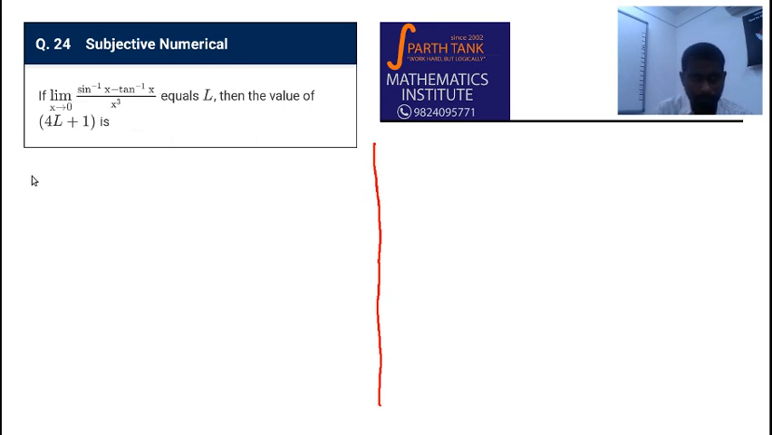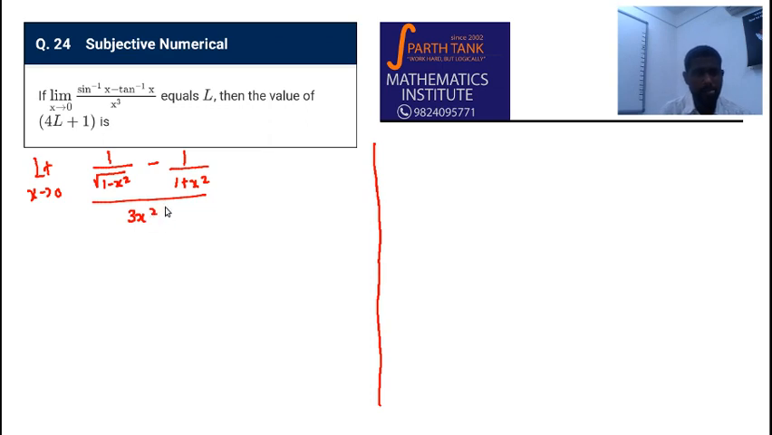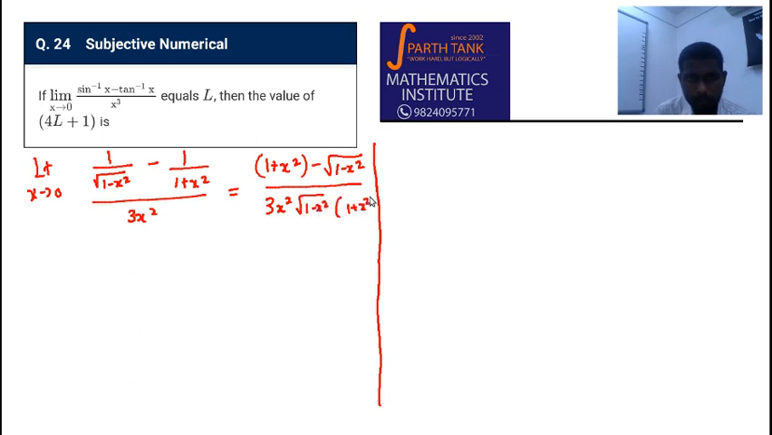differentiate the denominator. So this becomes limit x tends to 0. Differentiating the numerator, I get 1 by root of 1 minus x square, minus 1 by 1 plus x square, and this is 3x squared, right? Now this is still 0 by 0 form, but this can be handled a little easily. Look at these terms, and if I simplify, take the LCM and simplify it, I can write it as 1 plus x squared minus square root of 1 minus x squared upon 3x squared into square root of 1 minus x squared into 1 plus x squared.